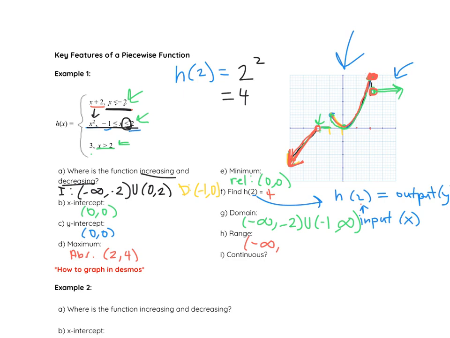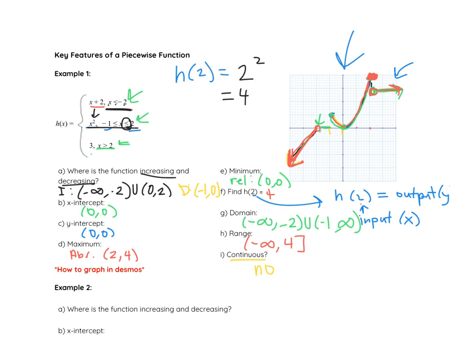So we would say our range is from negative infinity to 4. 4 is the highest point. Now some of you may be thinking, but what about this? This is 3. Well, 3 is already in this interval, so we don't have to include it twice. The last thing is, is this continuous? The correct answer is no.